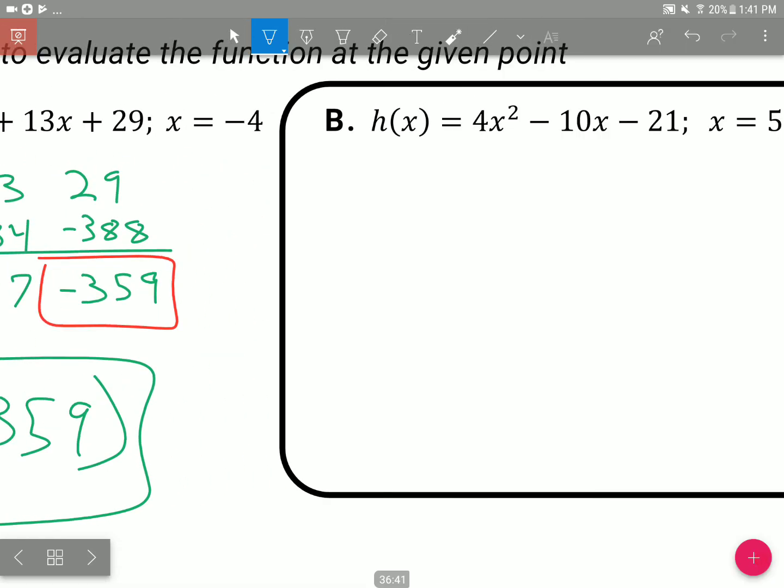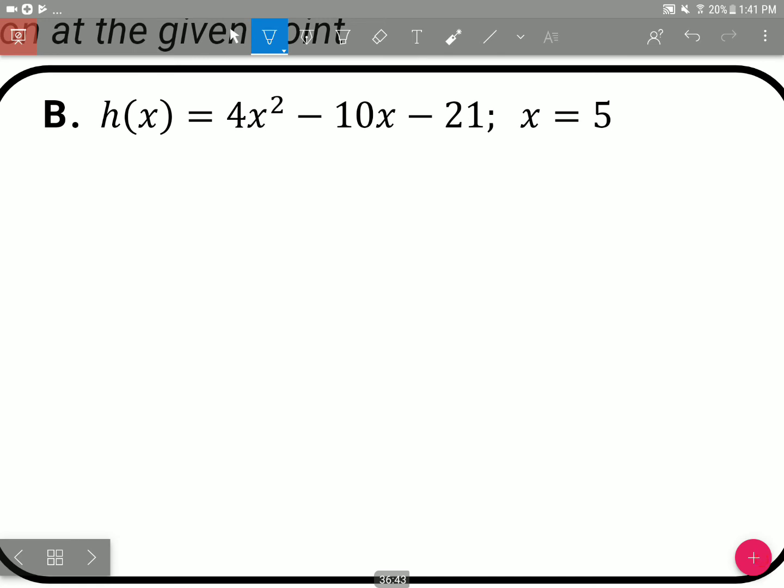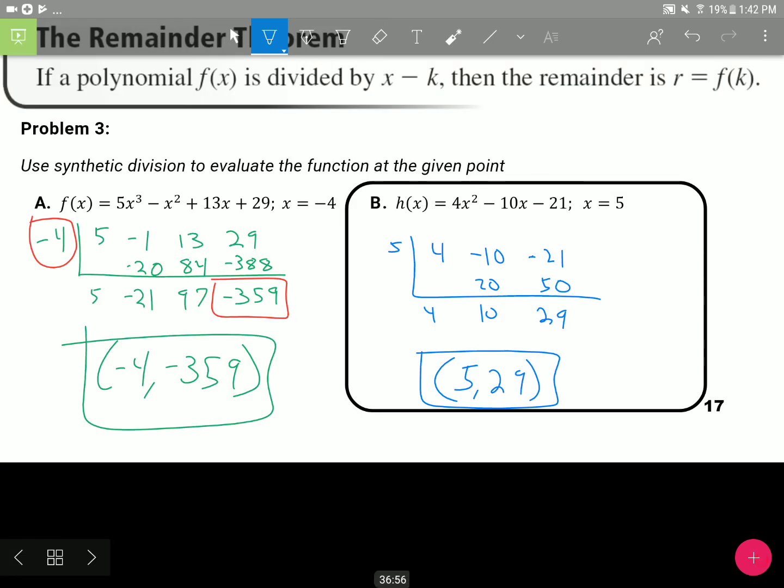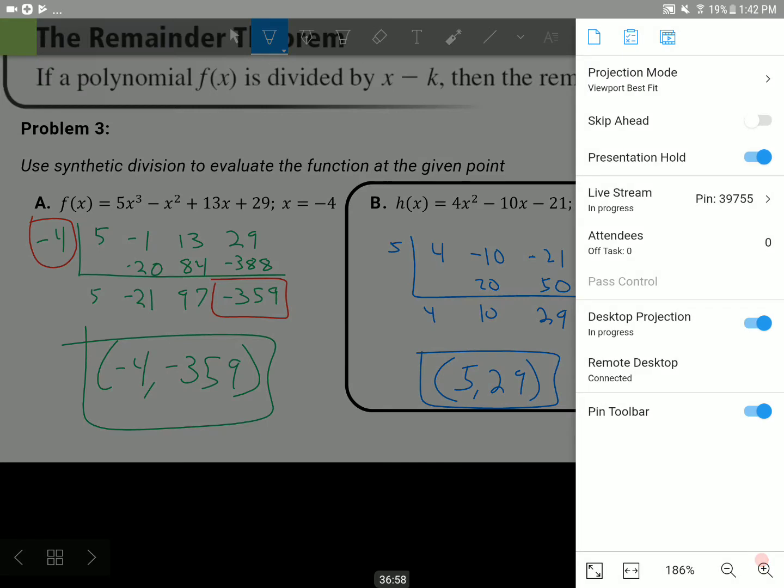All right, so letter B. Do you have to add a 0 to this one? No, you've got an x squared, an x, and a constant. Fill it in, set it up, knock it out. And you should get 529.